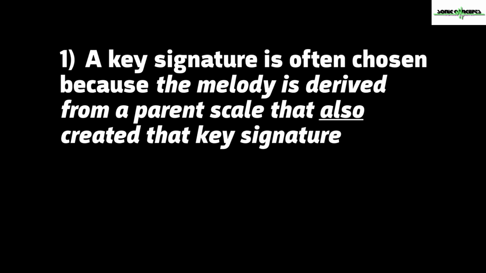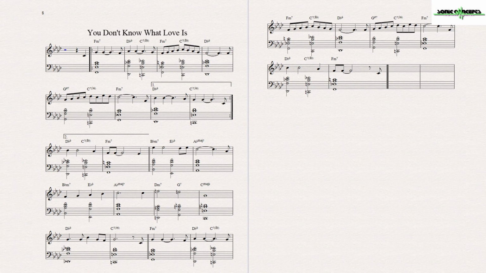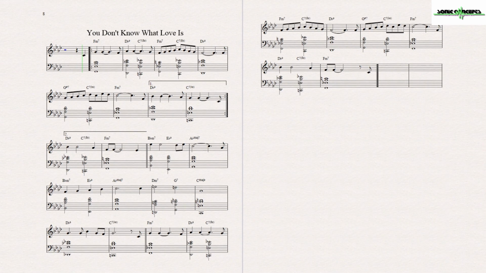A key signature is often primarily chosen because the melody is derived from a parent scale that also created that key signature. In other words, using a key signature created from the same major or natural minor scale that created the melody will require fewer accidentals written since they would already be included in the key signature. For example, here's the sheet music for You Don't Know What Love Is, a jazz song. I've included some typical chord voicing so you can hear how the melody and harmony sound together. Let's give this a listen.